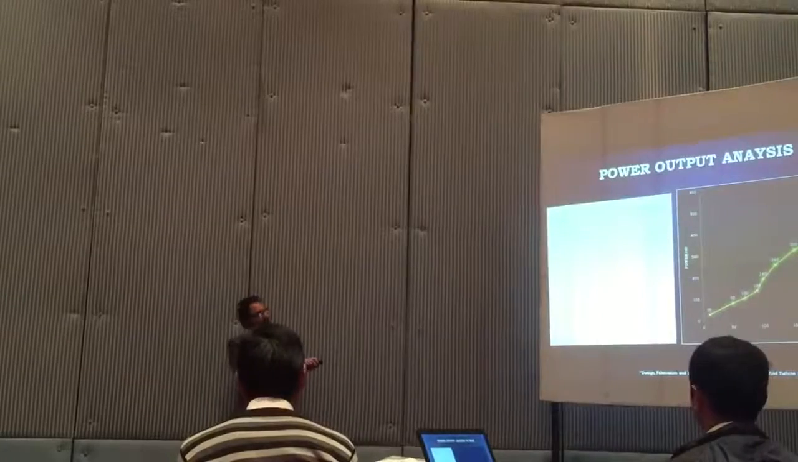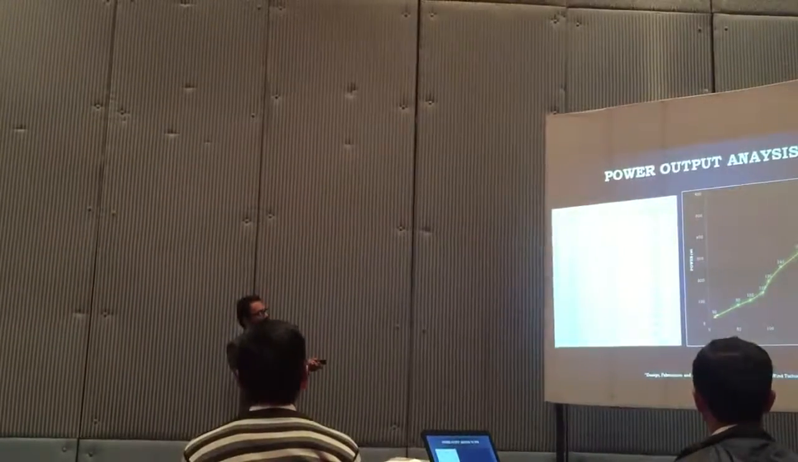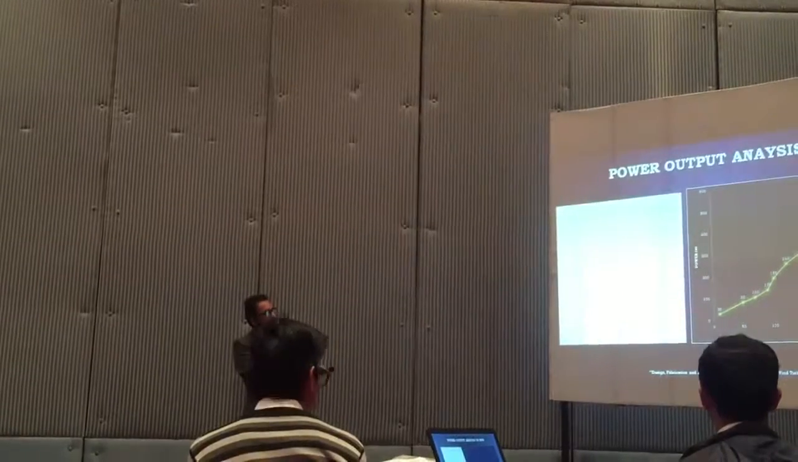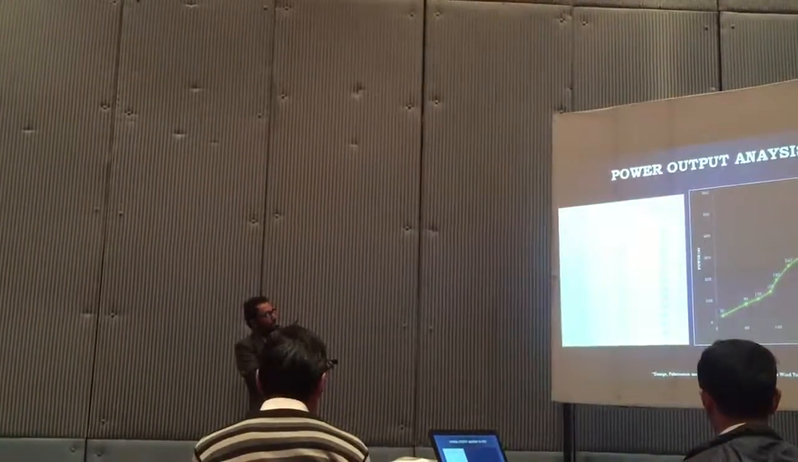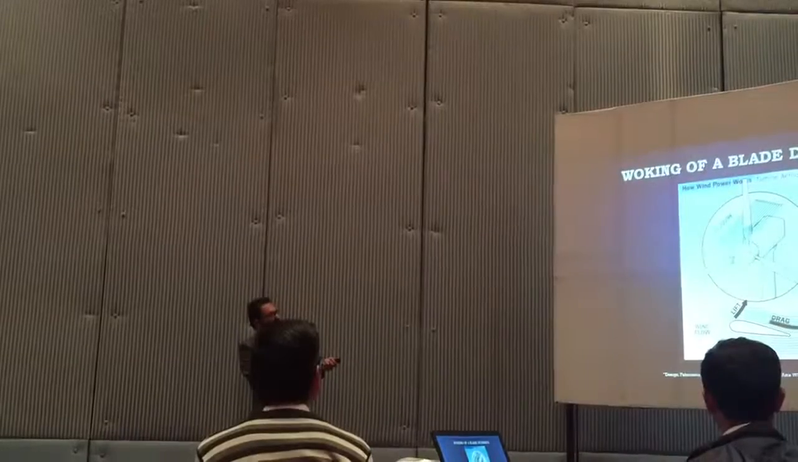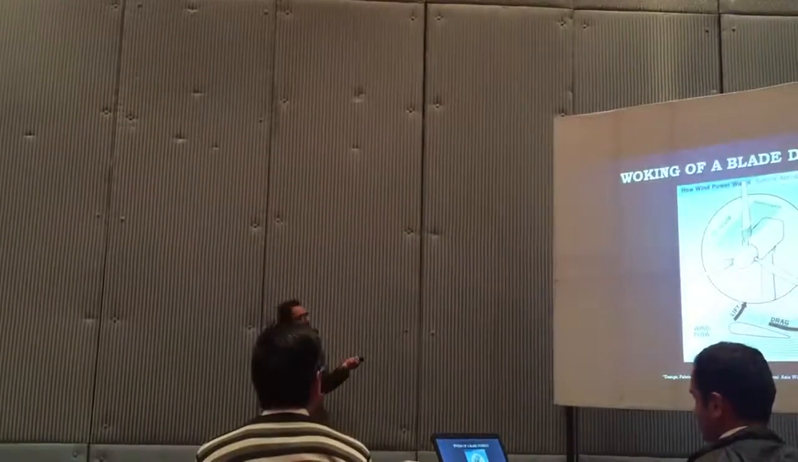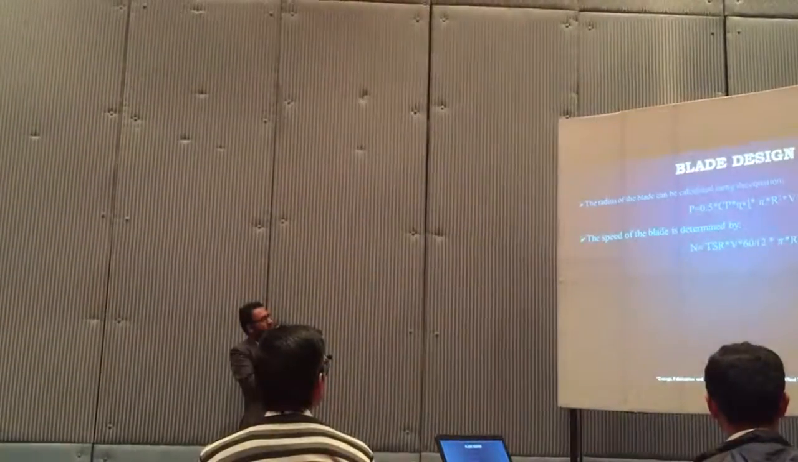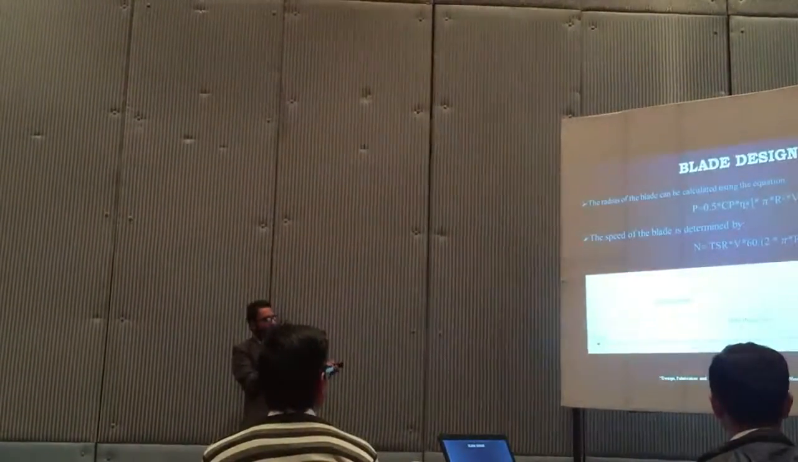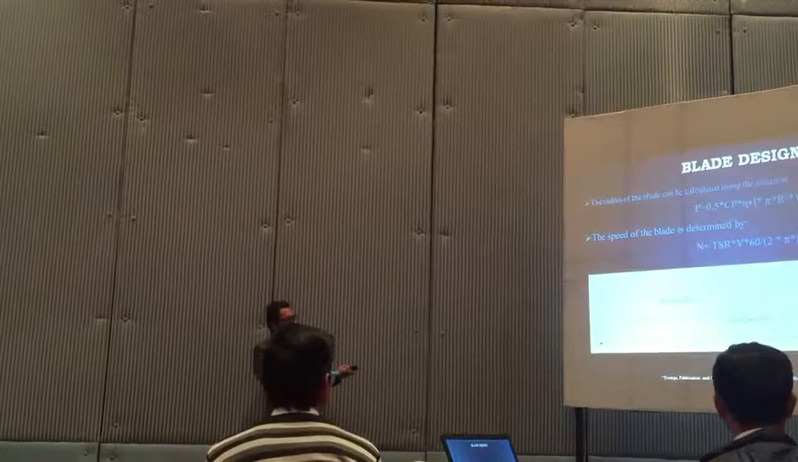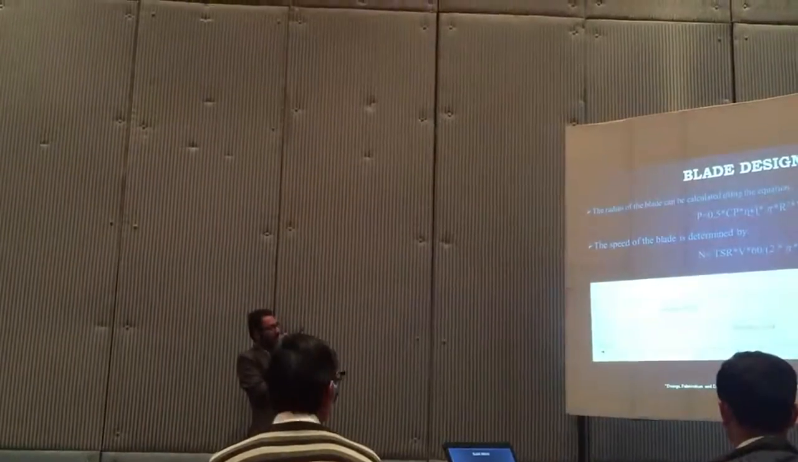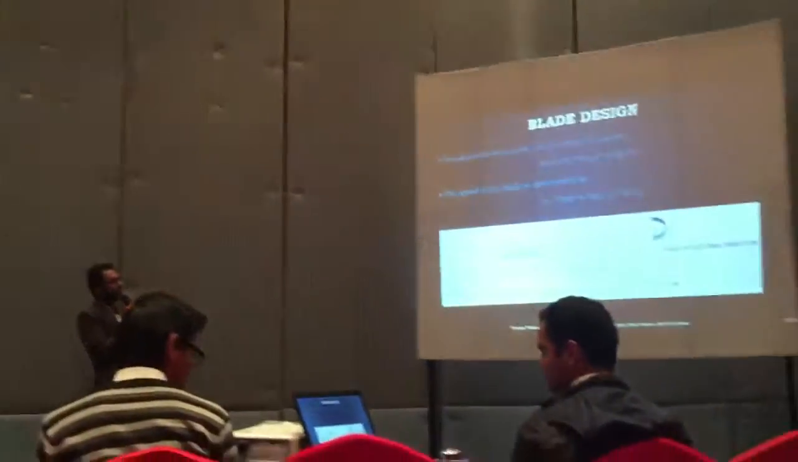This is the power output versus RPM analysis. We can see 500 watts at 200 RPM. This is generally the blade dynamics I have explained before. We have done some of the blade design in our workshop. This is the leading edge cutting. Cutting is done at 120° at the tip and 30° at the root.